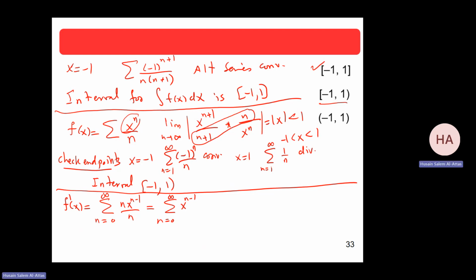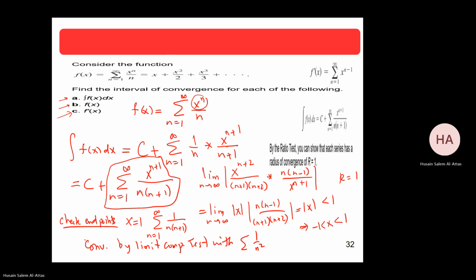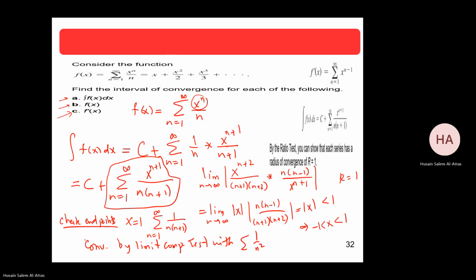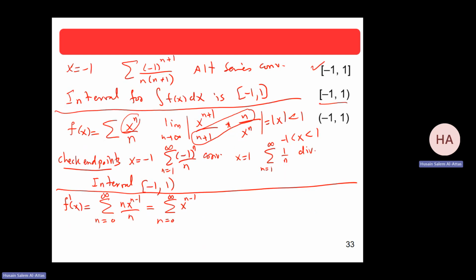It will be x to the power n, and the derivative will be n x to the power n minus 1. Actually, this is starting from 1, sorry. So all the series are starting from 1, as in the original series. Okay, so now check the limit as n goes to infinity.